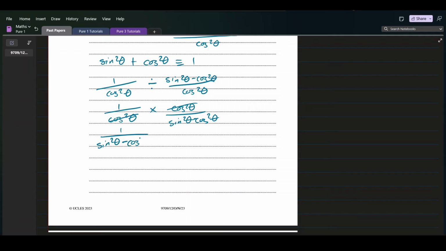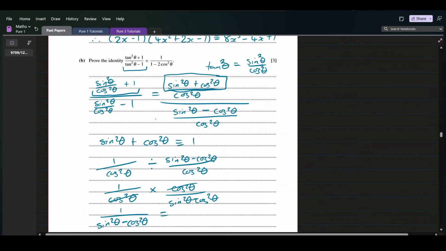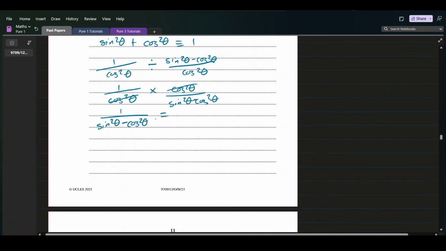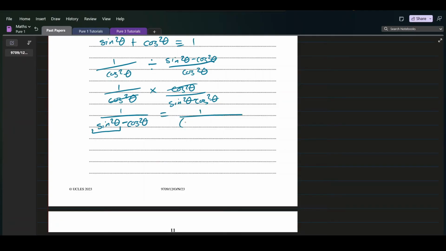And notice that we're trying to get to 2 cos squared theta. So we need to get rid of the sine squared theta over here. We can do that by saying that can be written as 1 minus cos squared theta, and then minus our cos squared theta over there. And if you simplify, what you end up with is 1 over 1 minus 2 cos squared theta, and you have proved your identity.